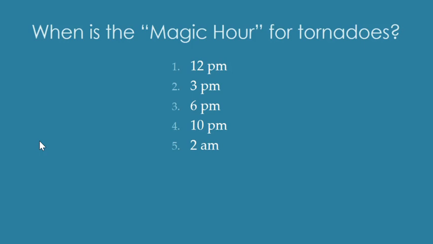All right, so when is the magic hour for tornadoes? Noon, 3 p.m., 6 p.m., 10 p.m., or 2 a.m.? Well, tornadoes can happen anytime, but the majority of them seem to cluster around 6 p.m., mostly because weather hates us when we're coming home from work. I'm just kidding, that's not why. You have all of that daytime heating. You start hitting the hottest part of the day around 4 o'clock. So you've had all this energy that's gone in. You've got all of this heating. And so by 6 p.m. you have conditions that are perfect for the formation of storms.